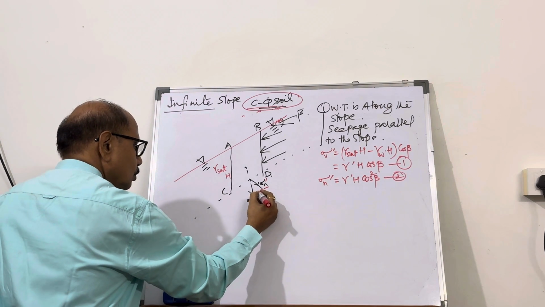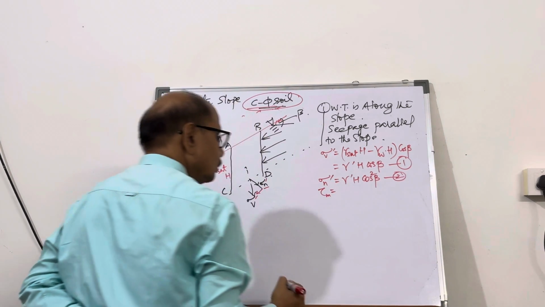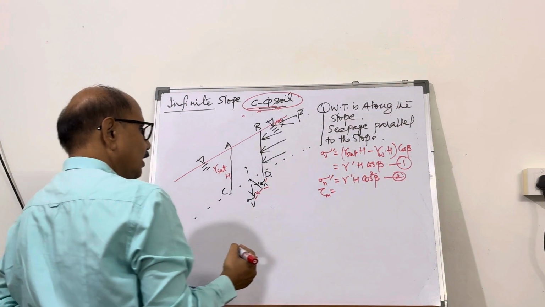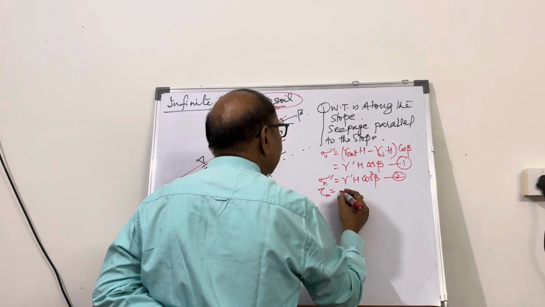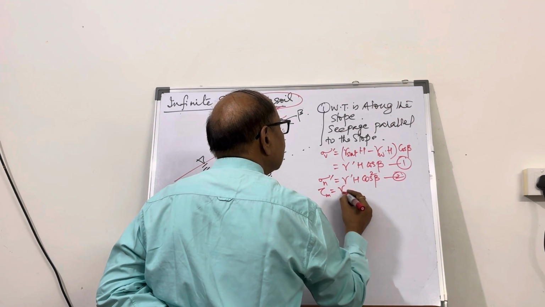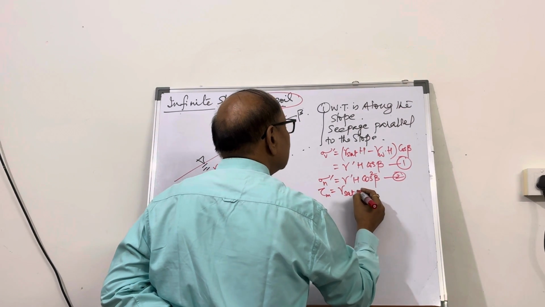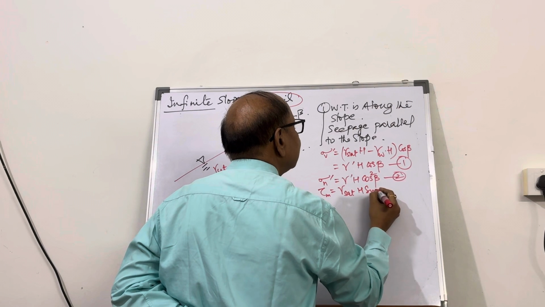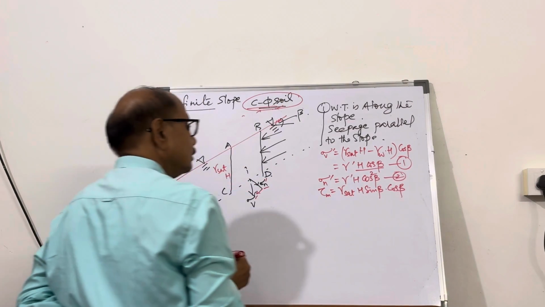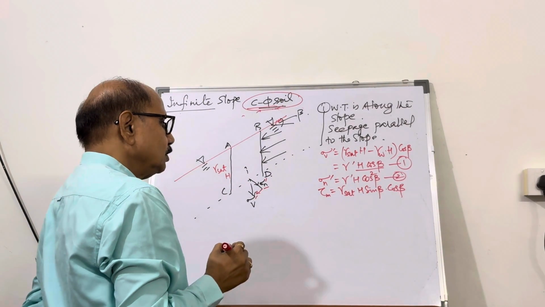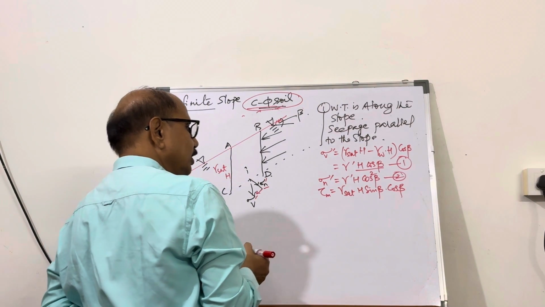Now, the tangential component tau will be equal to, here this mass is saturated, therefore this will be equal to gamma saturated h sin beta cos beta. So this being saturated mass, the shearing stress is going to be equal to this.